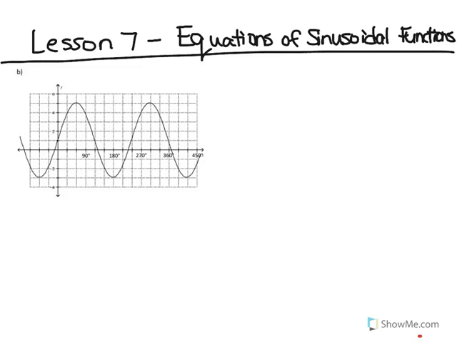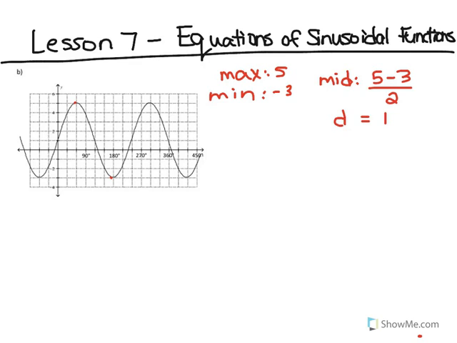Alright, now we're going to do b. So we need our maximum, which is again 5. Our minimum is -3 again. So our midline is 5 minus 3 divided by 2, which is 2 divided by 2, which is 1. So this is our vertical translation, which is D. Our amplitude, which is A, is equal to 5 minus our midline, which is 1, which is 4. So we know A is 4, D is 1.